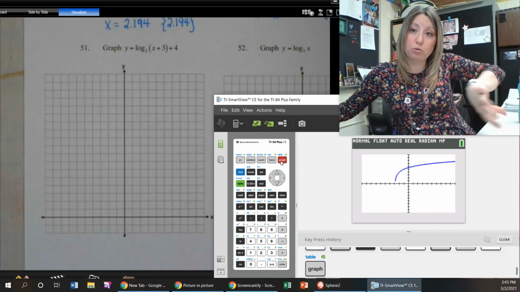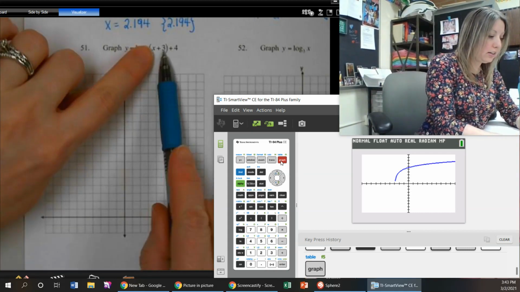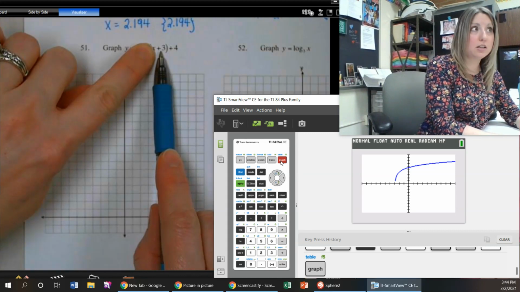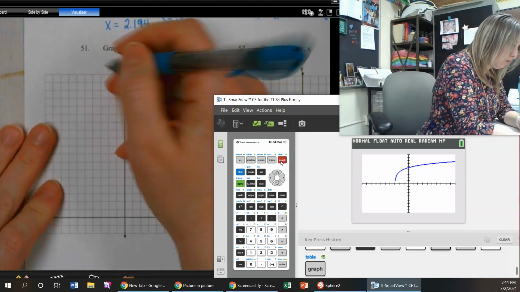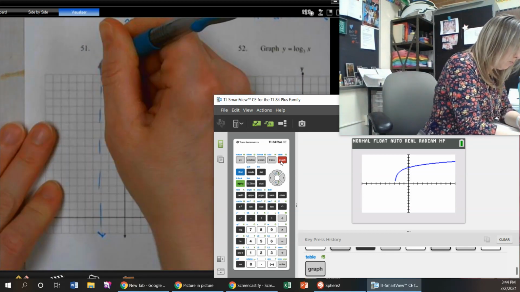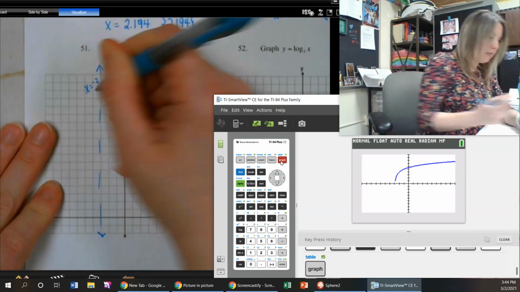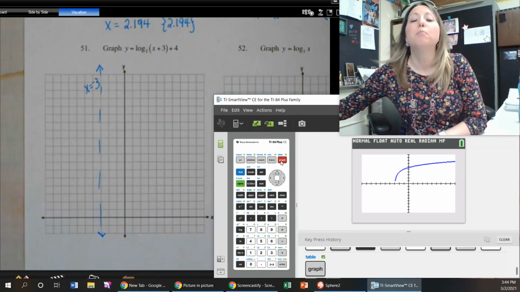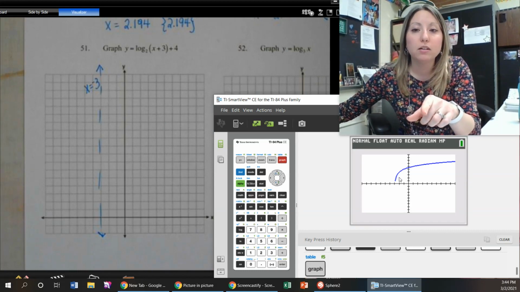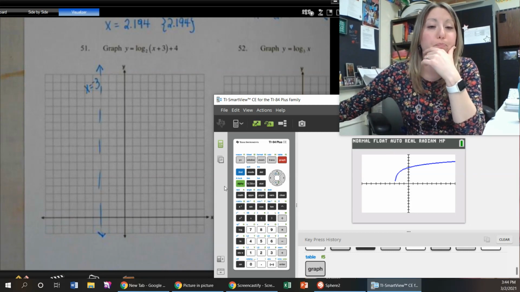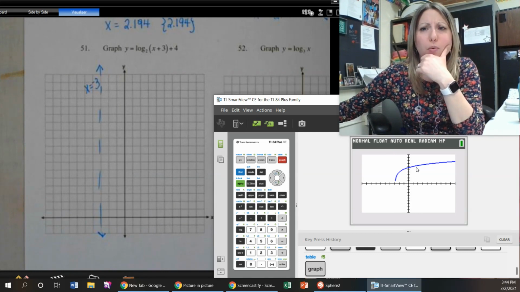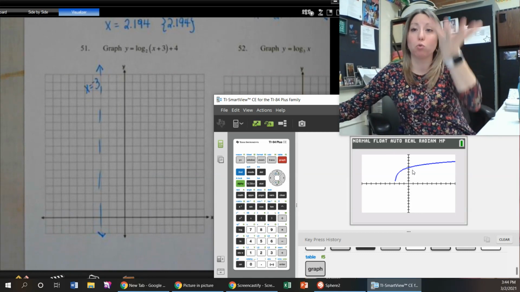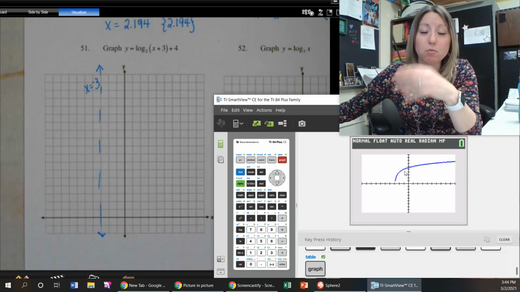And then the 3 scooched it over and essentially told me that x equals -3 is my asymptote. So 1, 2, 3, x equals -3 is my asymptote right here. I'll be able to see that on the table real quick, and I'll show you that in a sec. But that just then gives me my asymptote. I said the y-intercept, but I didn't mean that. I'm so sorry. It moved the whole graph up for not necessarily giving me that y-intercept.